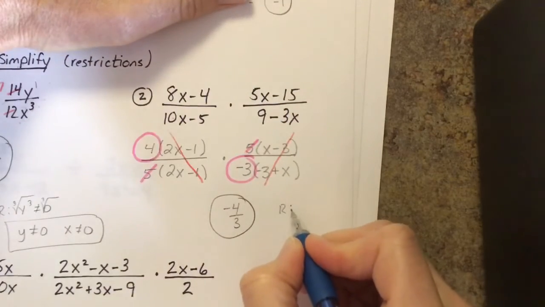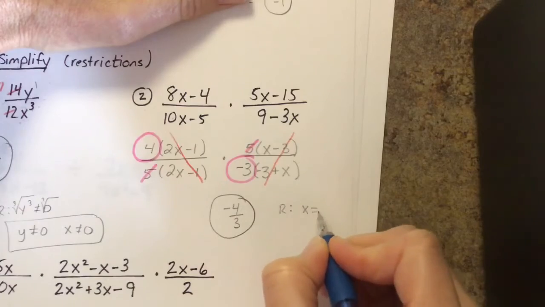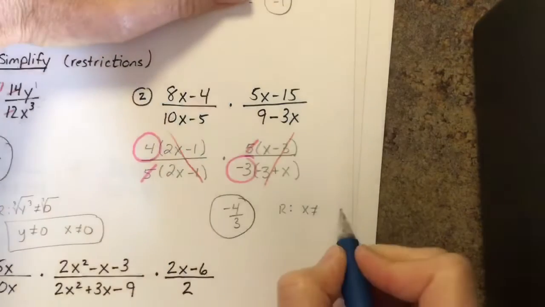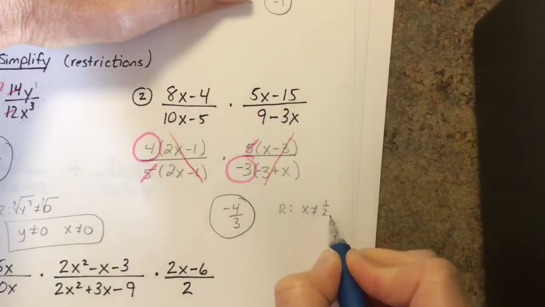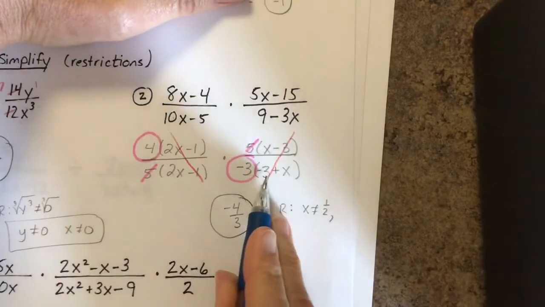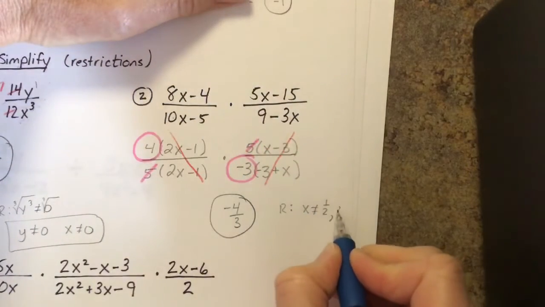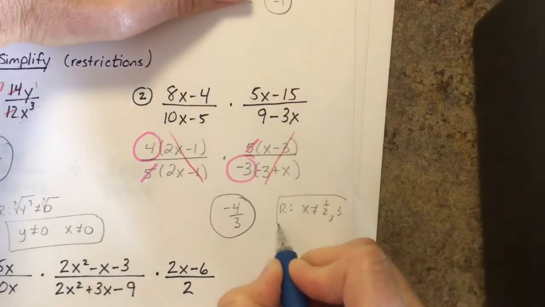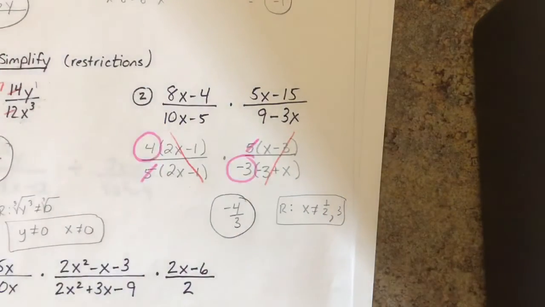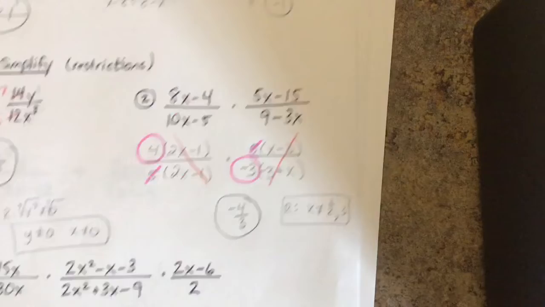Lastly, I'm going to do the restrictions. X cannot be, from 2x minus 1, positive half. From negative 3 plus x, positive 3. 2 restrictions. 2 numbers that would make the denominator 0.